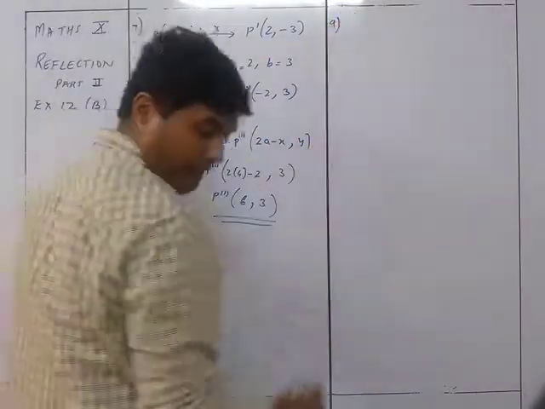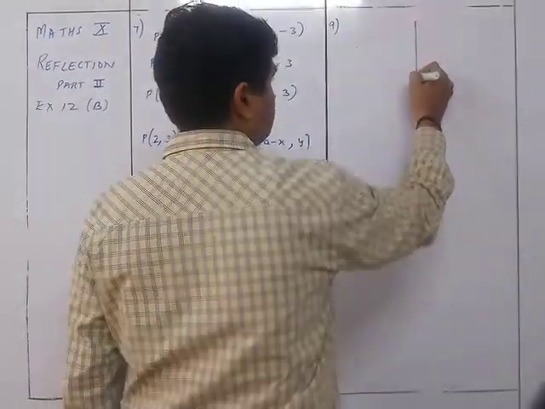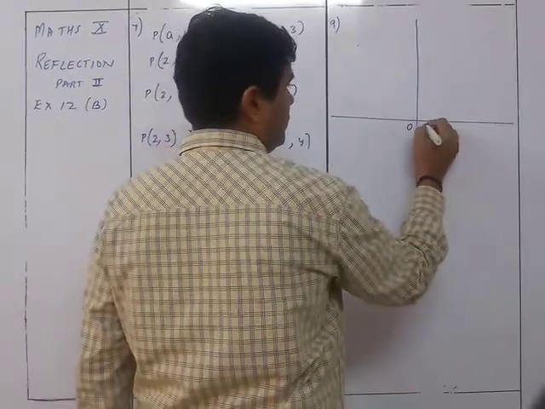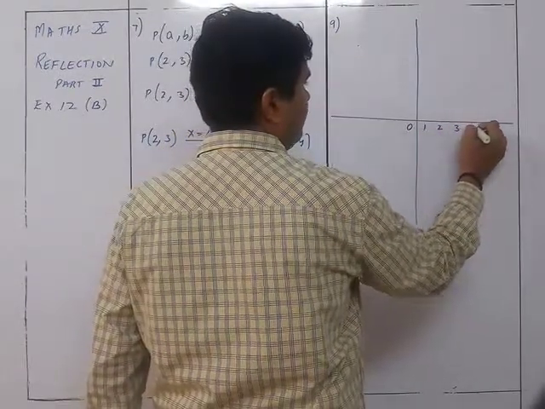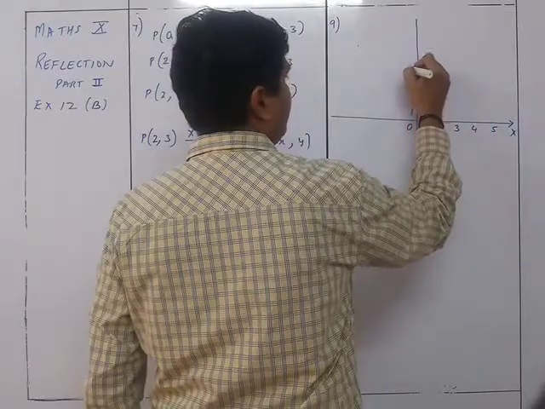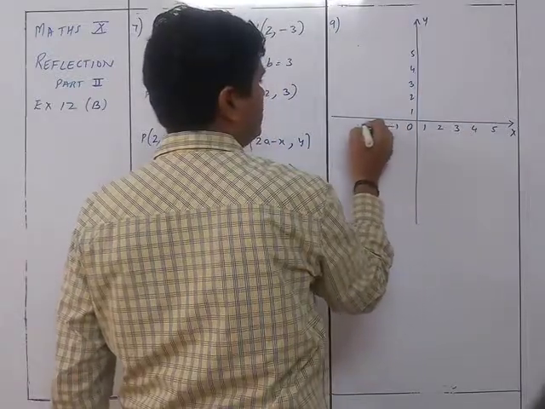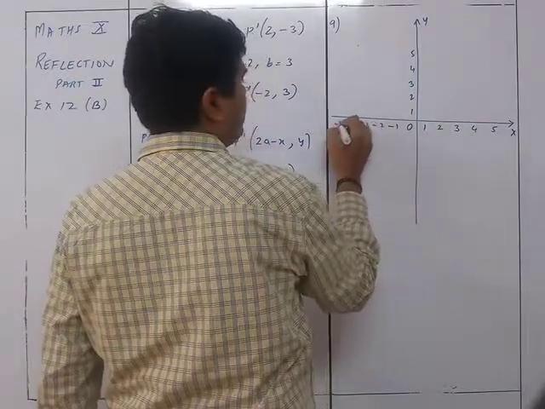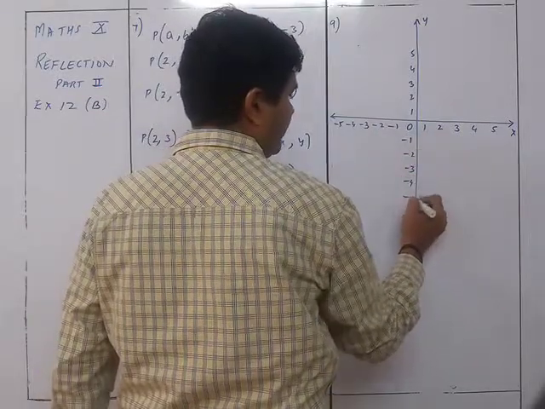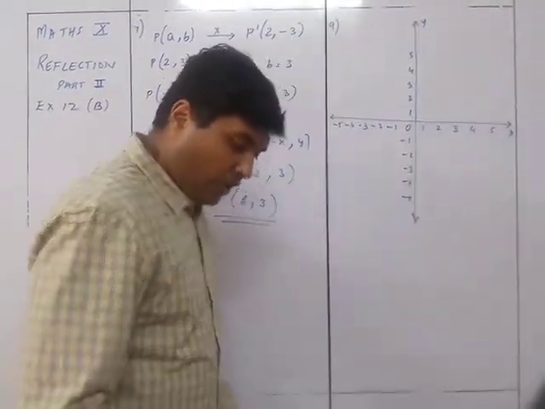Question number 9. Zero, 1, 2, 3, 4, 5 on the x-axis, 1, 2, 3, 4, 5 on the y-axis, minus 1, minus 2, minus 3, minus 4, minus 5, minus 1, minus 2, minus 3, minus 4, minus 5. That's my graph paper. I need to plot 3 comma 5.